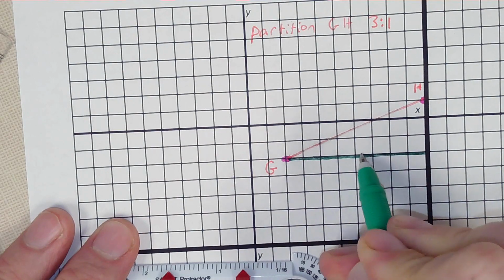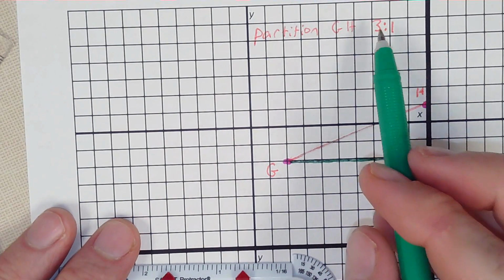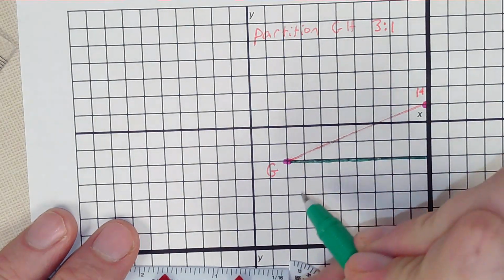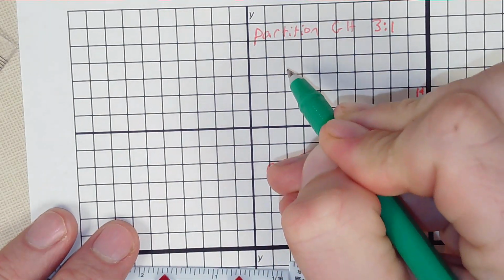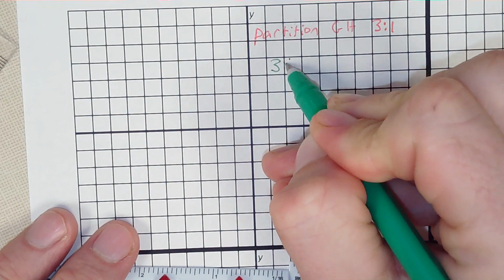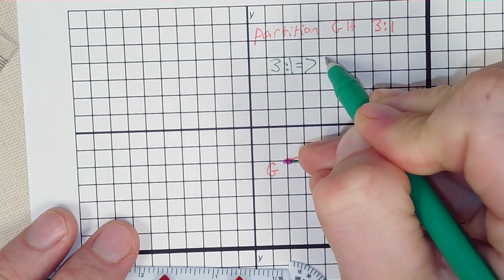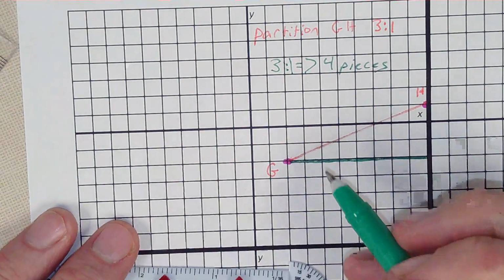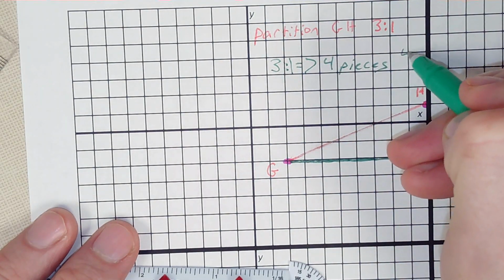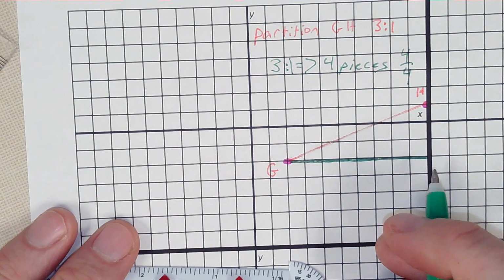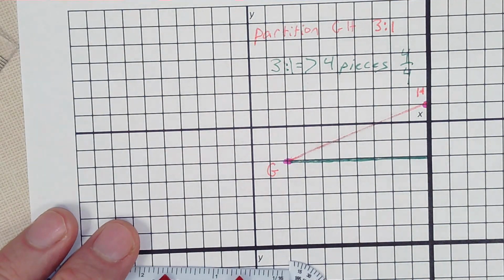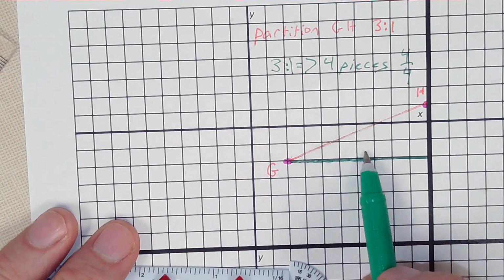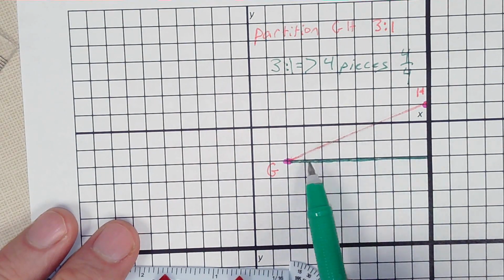And my 3-to-1 ratio is actually going to break this thing up into 4 pieces. So 3-to-1, therefore 4 pieces. Okay? So my fraction is going to be, I have 4/4 to divvy out. Now 3/4 of that is going to be on the G side. 1/4 of that is going to be on the H side.